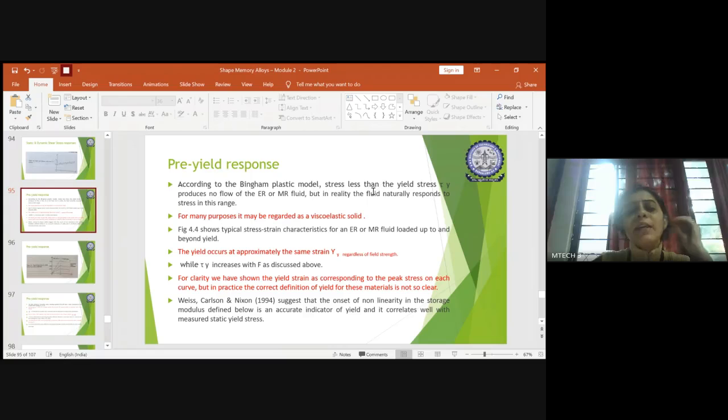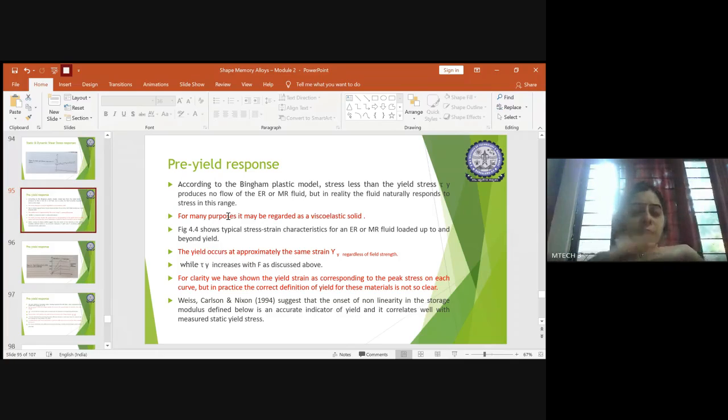But in reality, it has been assumed that the fluid naturally responds to the stress in this range. If we go by the mathematical equations, the theoretical approach says that there is no flow in either ER or MR fluid. But in actual practice, when you perform some test, the fluid will respond to the minimum amount of stress subjected.